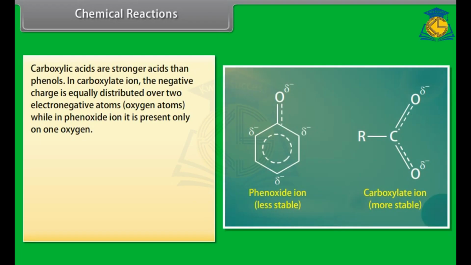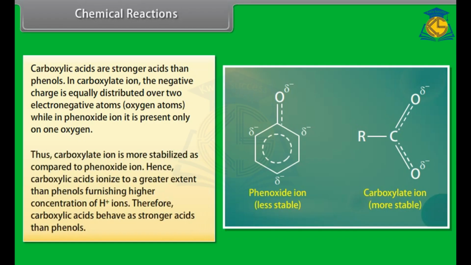In the carboxylate ion, the negative charge is equally distributed over 2 electronegative oxygen atoms, while in the phenoxide ion it is present on only 1 oxygen. Thus, the carboxylate ion is more stabilized as compared to the phenoxide ion. Hence, carboxylic acids ionize to a greater extent than phenols, furnishing a higher concentration of hydrogen ions. Therefore, carboxylic acids behave as stronger acids than phenols.